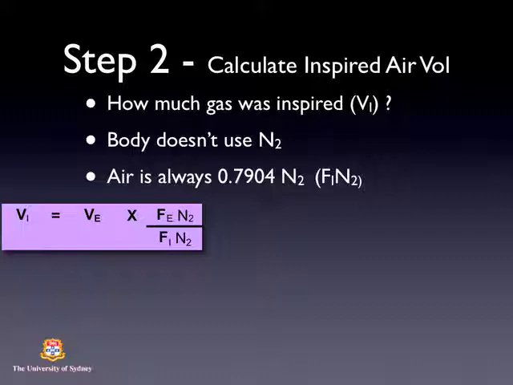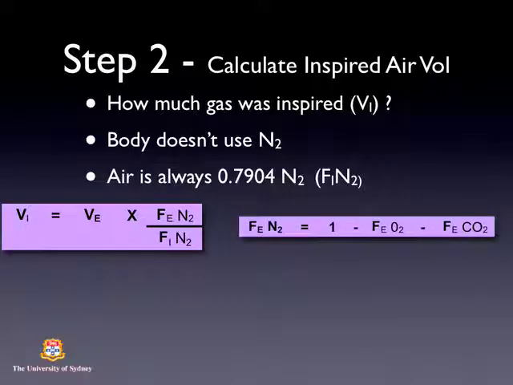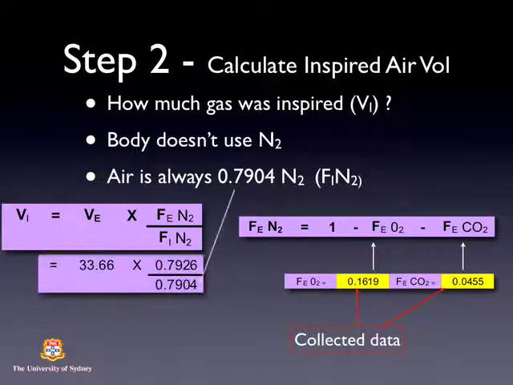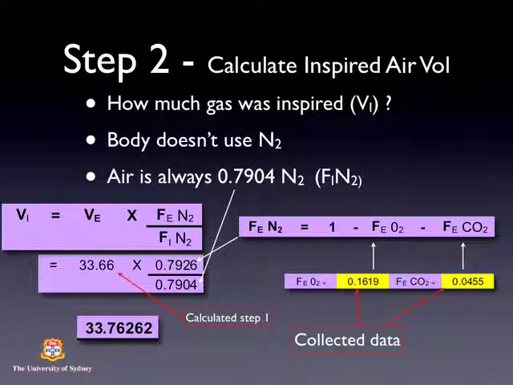So we also need to figure out what our fraction of expired nitrogen is. So what we do is we start with 1, and we take away our collected fraction of oxygen and carbon dioxide, enter that into the equation, and that'll give us our fraction of expired nitrogen. We enter that value along with our known value of nitrogen into this equation, and we multiply that by our calculated VE that we calculated in step 1, and we should get a volume inspired at 33.76 litres.